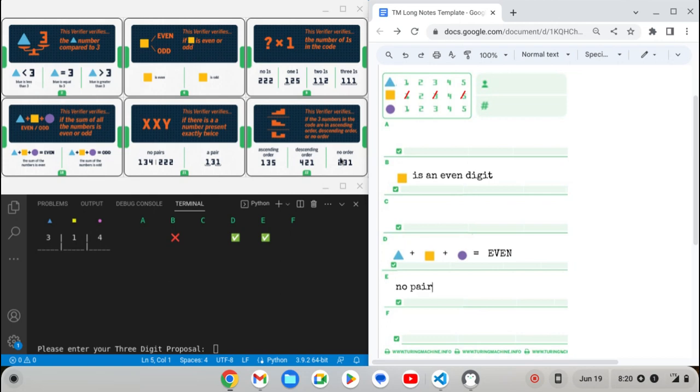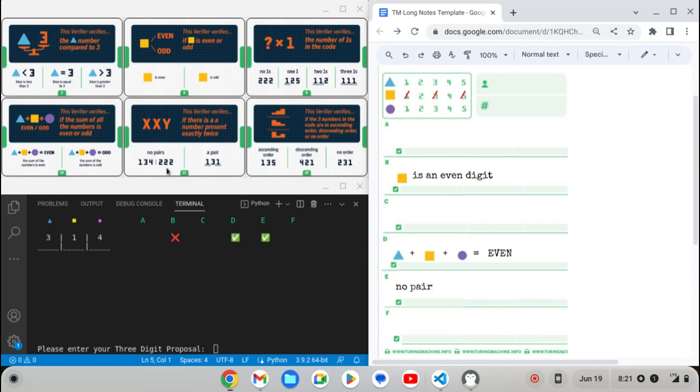Okay, so notice that we did not test criteria card A, where we're comparing the first digit, the triangle digit, to the number 3. We also did not test whether we have a 1 or not, and we didn't test the ordering. So as far as criteria card C and the number of ones, obviously there can't be 3 ones because we do have an even, and we can't even have 2 ones because we know that there's no pair.